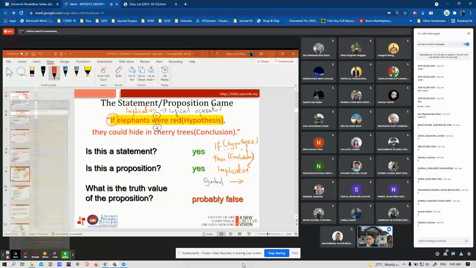Conditional statements are also called implication. Okay, implication is a compound statement. It can be sentences or it can be a form, for example, if P, then Q. Here we can see if elephants were red, this one is the hypothesis.